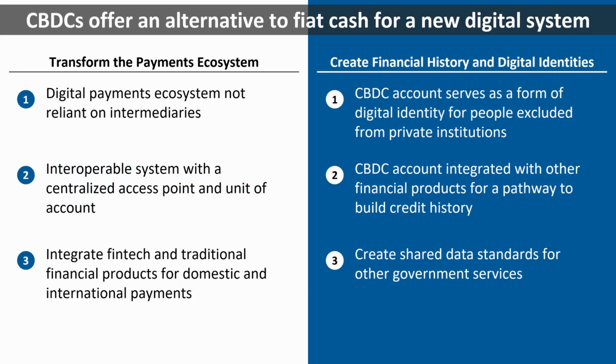A CBDC can offer an alternative to fiat cash for a new digital system in two ways. One, it transforms the digital payment system, and two, it's able to create financial history and digital identities. Going through what it means for the transformation of the payment system, it's able to create a digital payments ecosystem that's not reliant on intermediaries. This means you're able to process transactions faster without going through different hurdles or groups in the middle. And it's also cheaper.